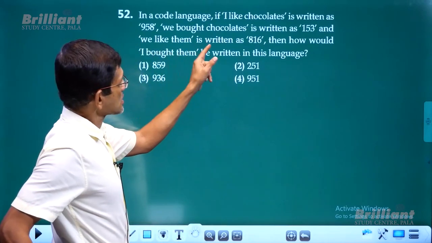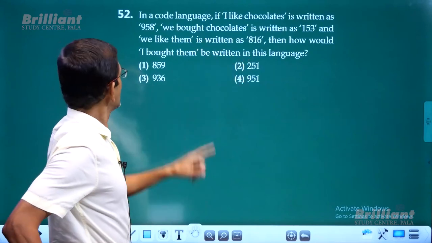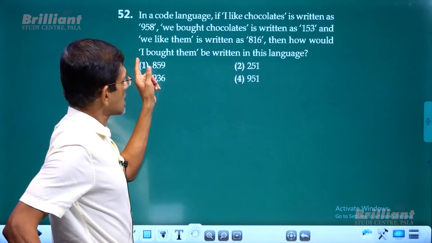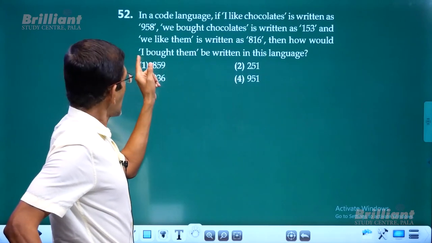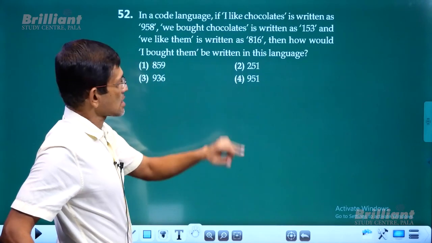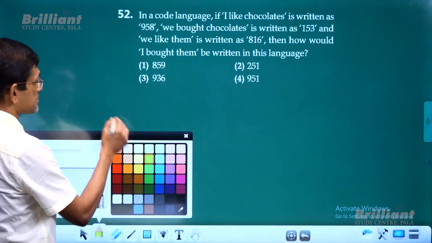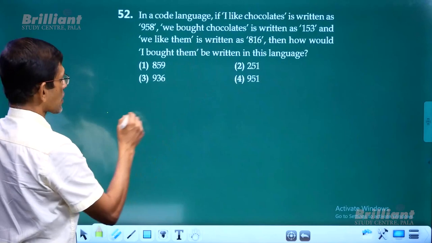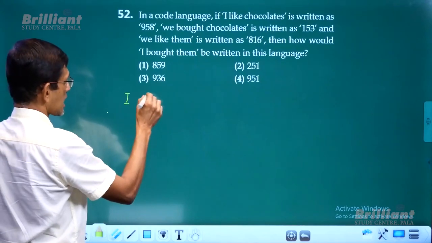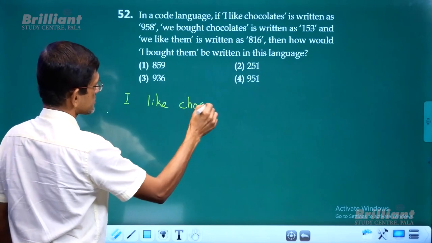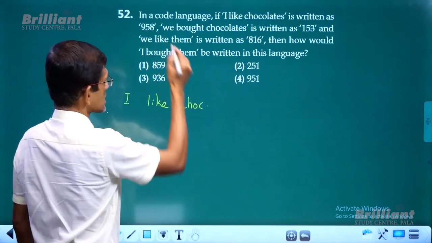Next question. In a code language, if I like chocolates is written as 958, we bought chocolates is written as 153, and we like them is written as 816, then how would I bought them be written in that language? This is a coding decoding type question. Let's do it. I like chocolates, and that's coded as 958.